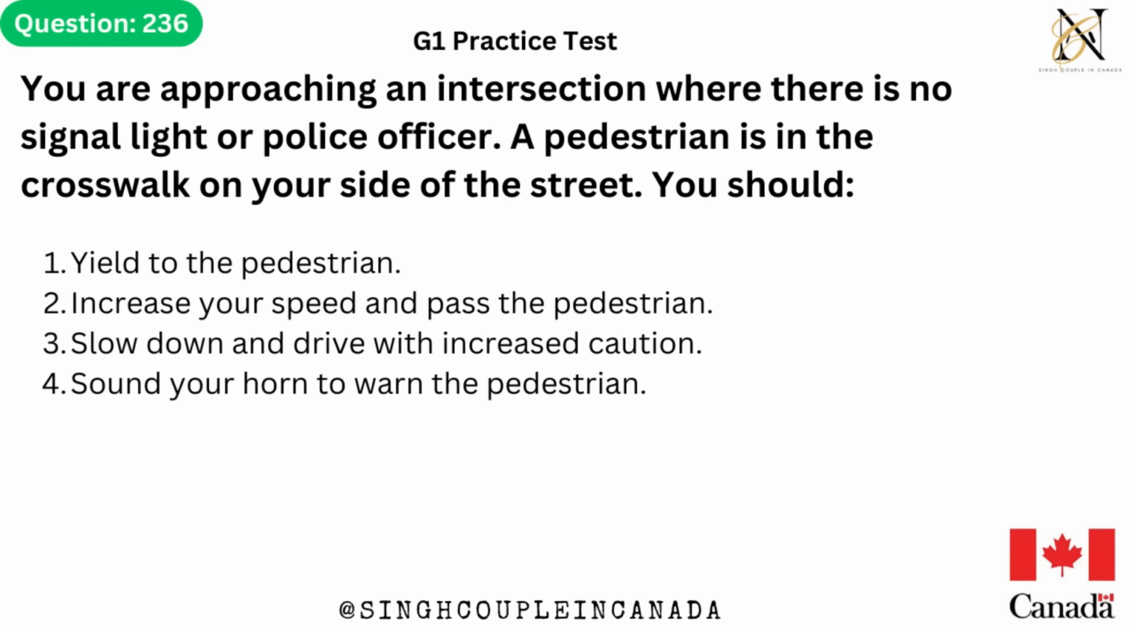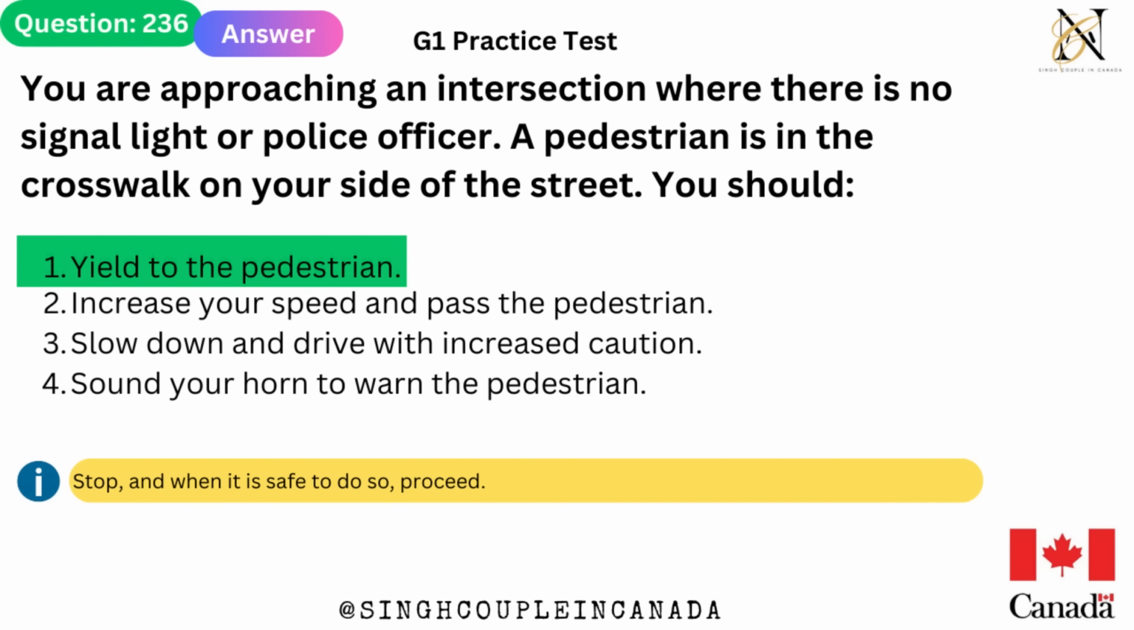You are approaching an intersection where there is no signal light or police officer. A pedestrian is in the crosswalk on your side of the street. You should 1. Yield to the pedestrian. 2. Increase your speed and pass the pedestrian. 3. Slow down and drive with increased caution. 4. Sound your horn to warn the pedestrian. The answer is 1. Yield to the pedestrian. Stop, and when it is safe to do so, proceed.